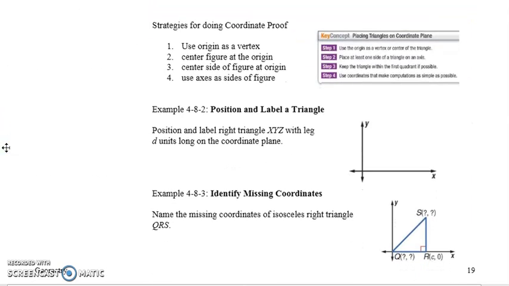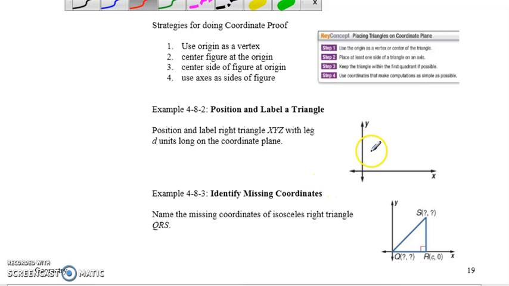All right, so strategies for doing coordinate proof. We want to use the origin as a vertex. We're going to center the figure at the origin, so right here, kind of at 0, 0. And then center a side of the figure at the origin, and then use the axes as sides. So we're using these axes as much as possible, as well as the origin.